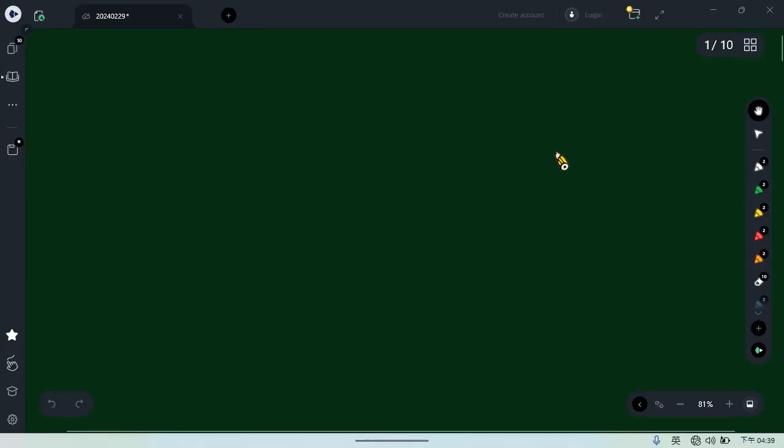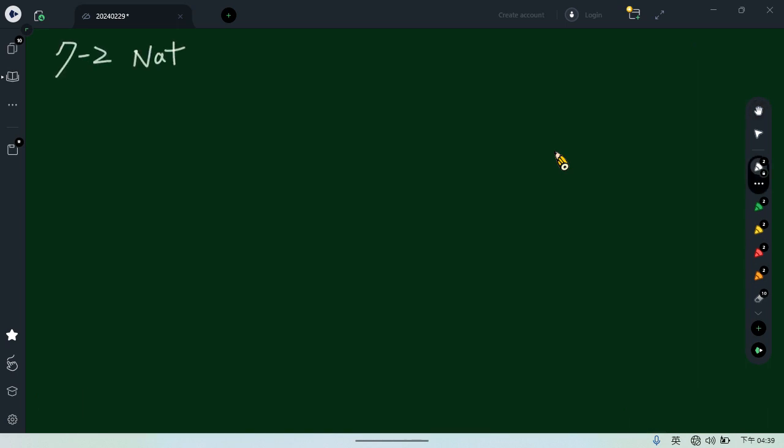Session 2, we will talk about the natural logarithm. When we talk about natural logarithm, normally we need to face this symbol, E. E, did you learn this constant before?